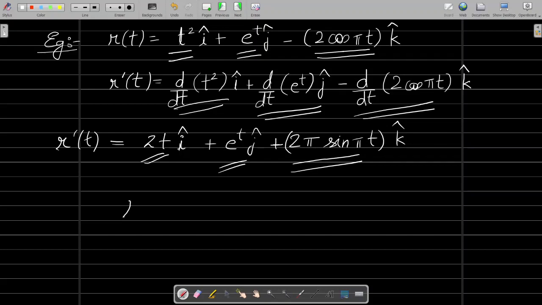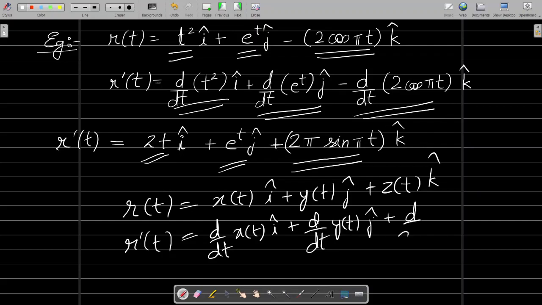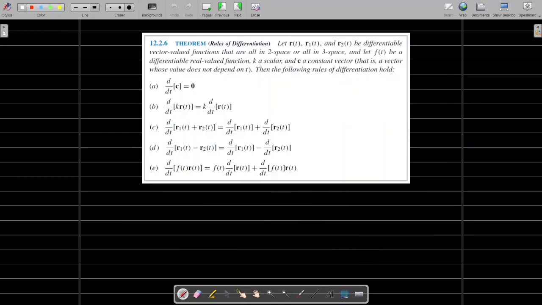So to find the derivative, if r of t is given as x of t i plus y of t j plus z of t k, then its derivative r dash of t is just d by dt of x i plus d by dt of y j plus d by dt of z k. Okay, so you can find the derivative like this, and you already know how to find the derivative of functions of a single variable t. So you use the formulas that you've already studied and just find the derivative of such a vector valued function. And the derivative follows all the rules that you have already studied.